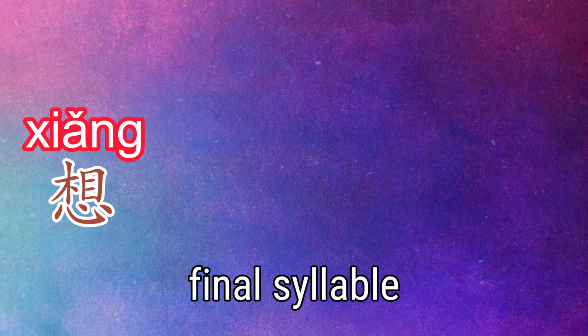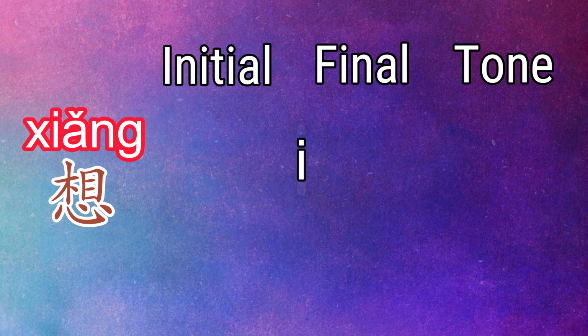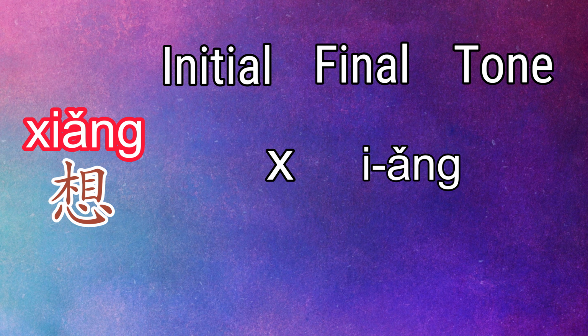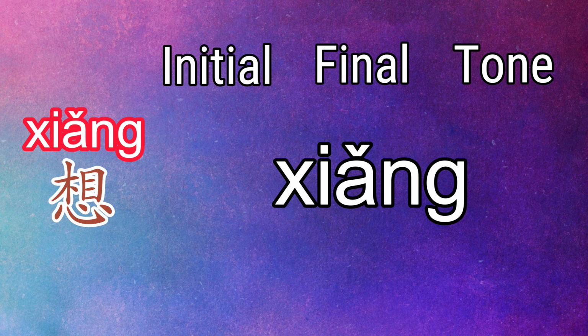For example, the character 想, Pinyin is xiang. So the most important bit here is to figure out the final syllable. It has yi and ang, yi, ang, yang, with the third tone is yang. Then identify the initial x, ji, qi, xi, xi. So the whole syllable is xi, yi, ang, xiang.